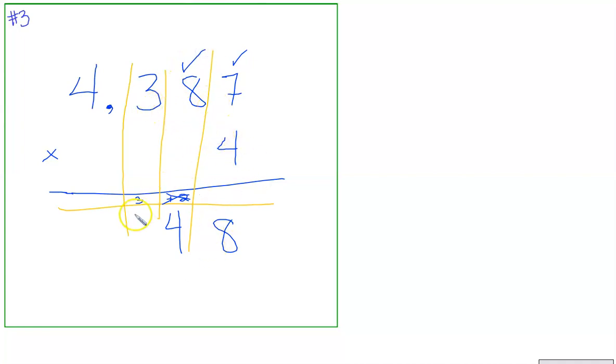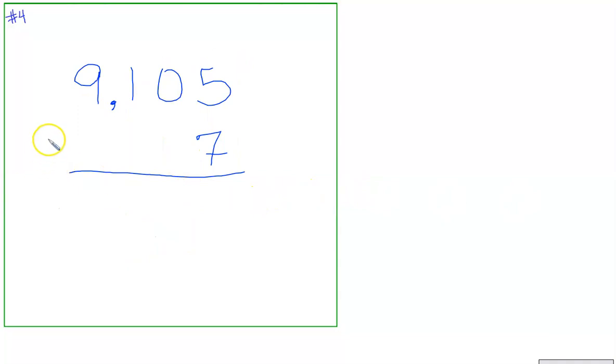3 times 4 is 12. 12 plus 3 is 15. So we're going to write 15. So we've got 15 right here. We can cross out that because we just used it. We're done with it. Okay. Last but not least, we have 4 times 4. 4 times 4 is 16. 16 plus 1 is 17. And since we have no other numbers to multiply, we can just put the whole answer 17 right there. So our answer is 17,548.